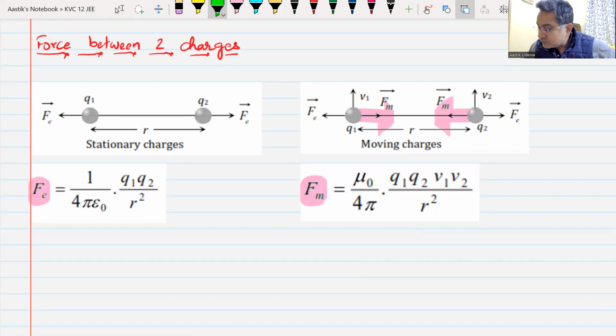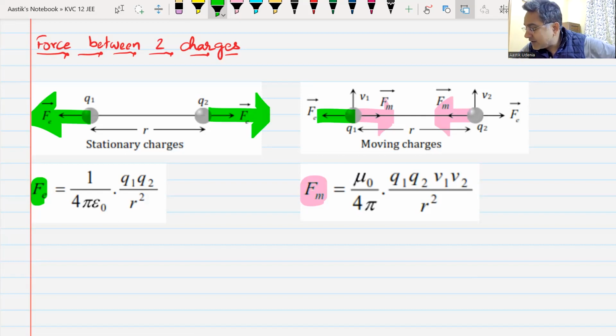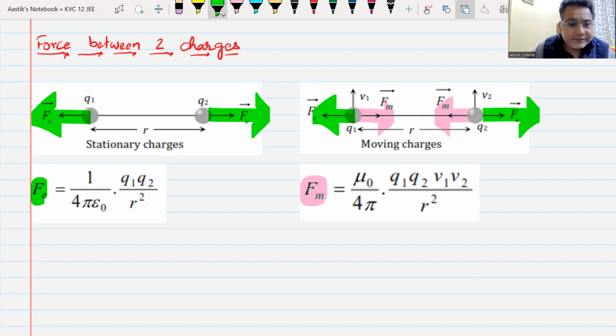Whereas the green force is like charges. Do we see this? Yes, sir.